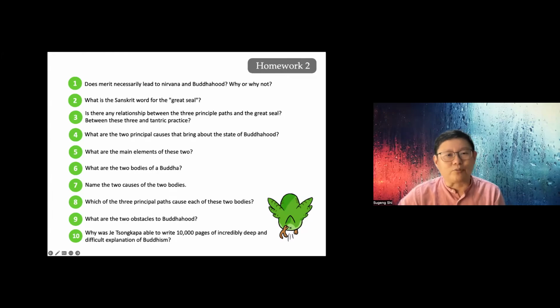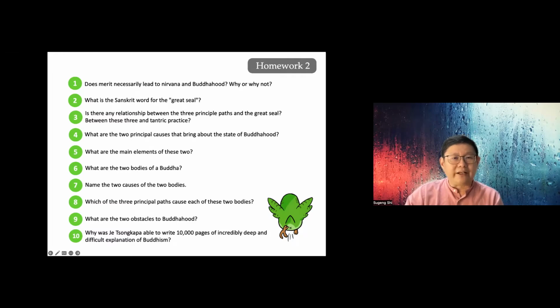What is the Sanskrit word for the great seal? Mahamudra, right? Now, is there any relationship between the 3 principal paths and the great seal? Yes, we have proven using the Musi Musum. The 3 principal paths will lead us to the great seal, which is the DPE, direct perception of emptiness. And how about these 3 and the tantric practice?